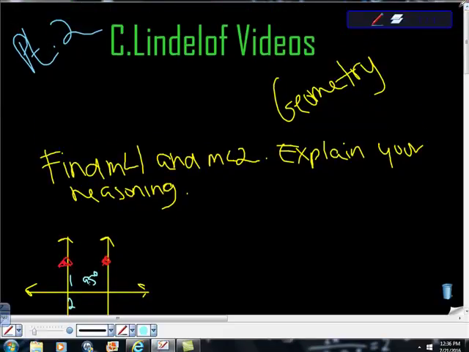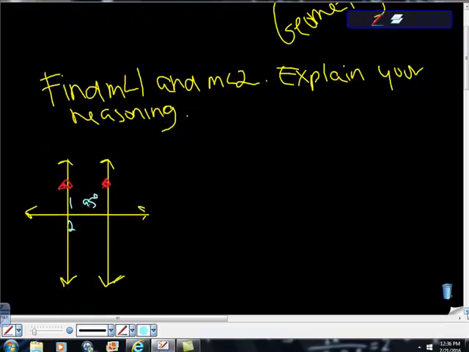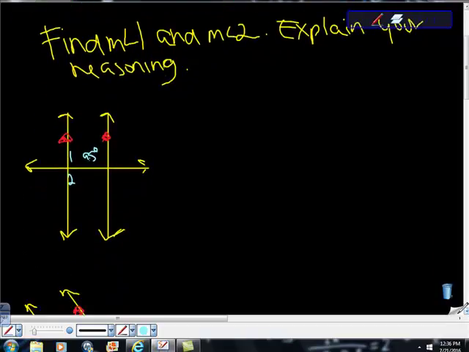In this video, part 2, I'm going to be finding the measures of the angles using the postulates and theorems we learned. First, it says to find the measure of angle 1 and the measure of angle 2. So here's angle 1 and here's angle 2. And explain your reasoning. How we're going to explain how we found these measures is by using the postulates and the theorems that we learned.